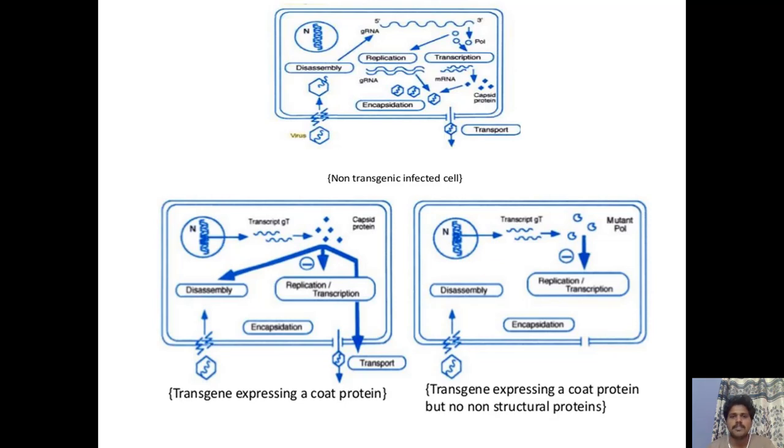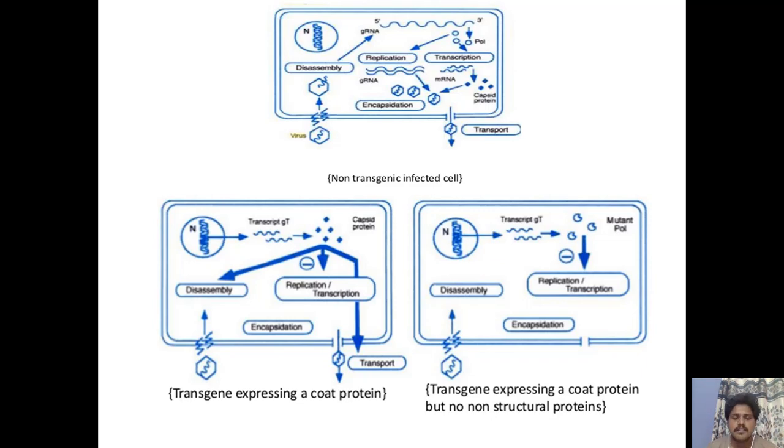In the first picture, if you observe, there is a non-transgenic infected cell. When the virus infects, what happens? You see the protein coat is separated and the genetic material has entered into the cell. Replication is happening first of all, then the virus coat protein transcription and translation are happening, and now the replication is also ready. This genetic material again enters into the newly produced coat proteins, and in this way the cell is entirely colonized.